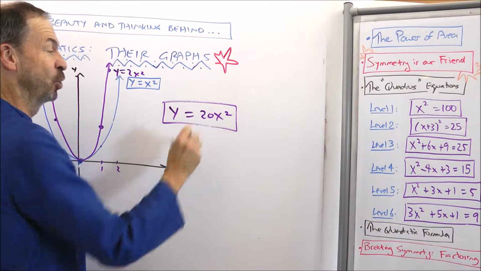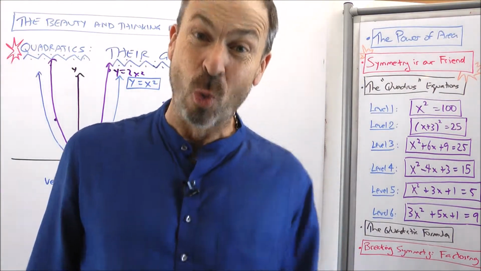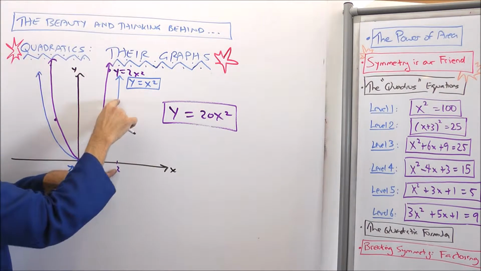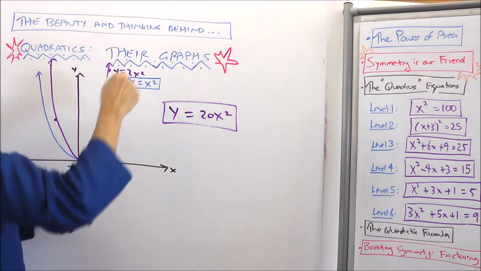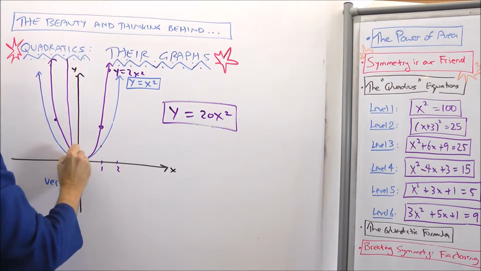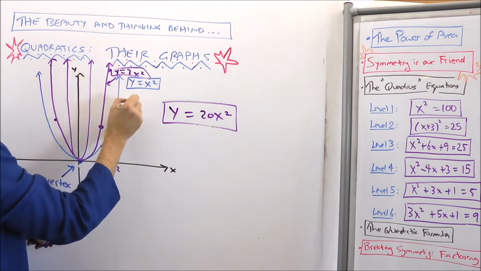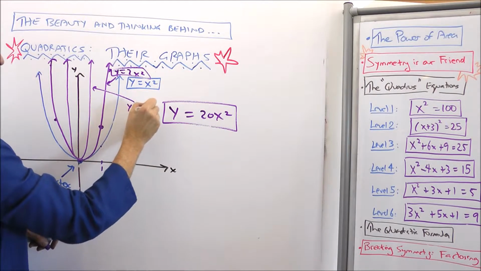Instead of having everything be twice as high, now make every output 20 times as high. What used to be 1 high is now 20 high. What used to be 4 high is now 80 high. This is going to be a very steep version of y equals x squared. So that was y equals 2x squared. This is y equals 20x squared.